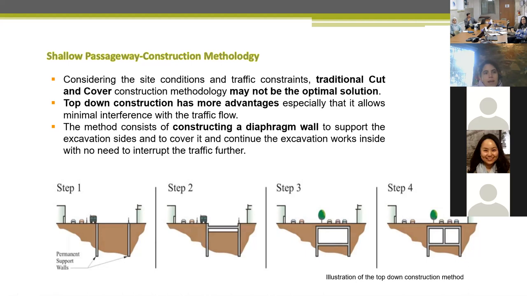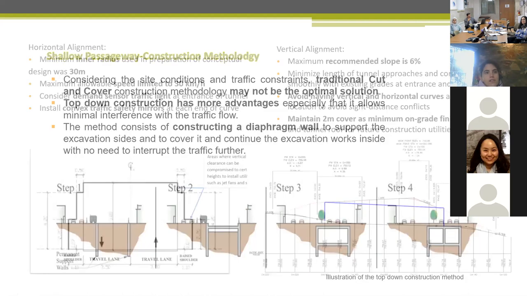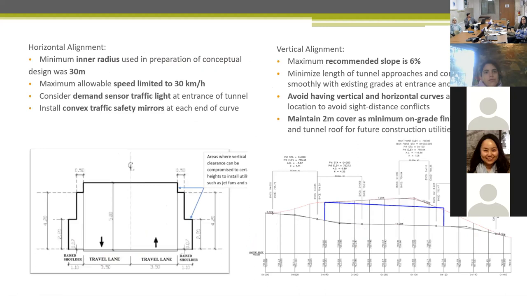And here we have the horizontal alignment, which shows you the minimum inner radius used in preparation of conceptual design, which was 30 meters, and the maximum allowable speed limit is 30 kilometers per hour. With the vertical alignment, the maximum recommended slope is 6%, and we also have to avoid having vertical and horizontal curves at the same location to avoid sight distance conflicts. It maintains a 2-meter cover as a minimum between the on-grade finished level and the tunnel roof for future construction utilities.